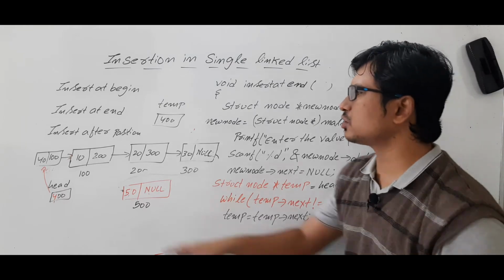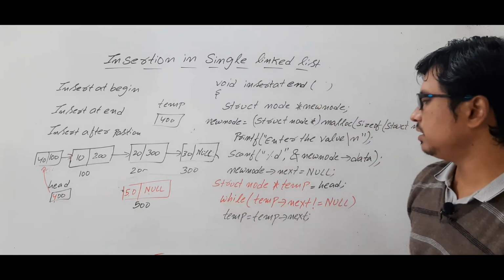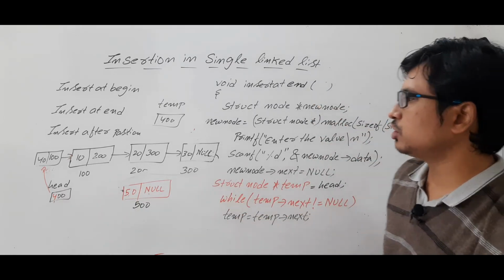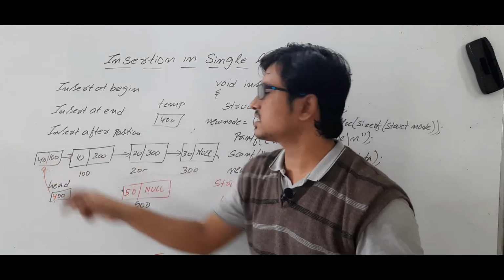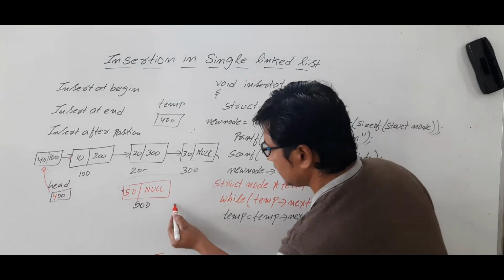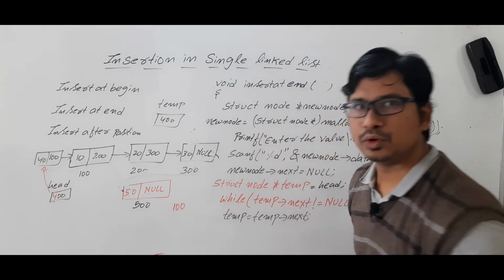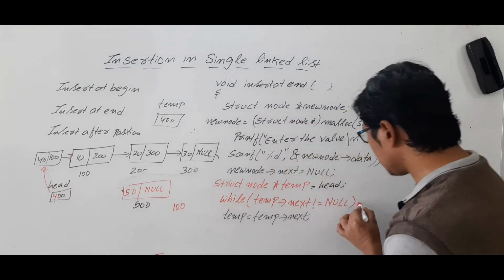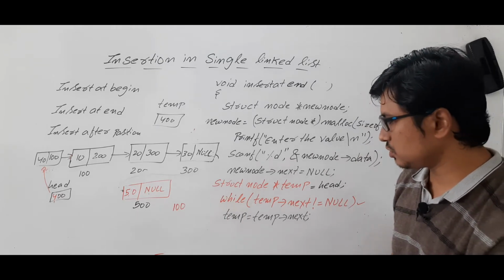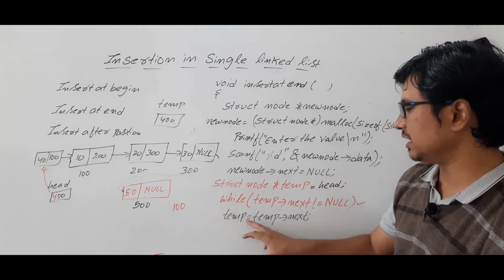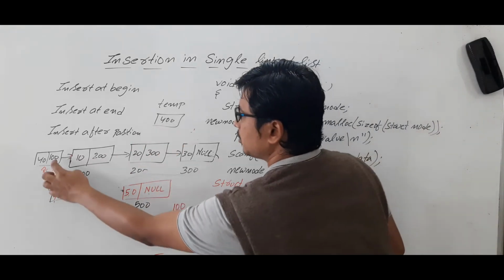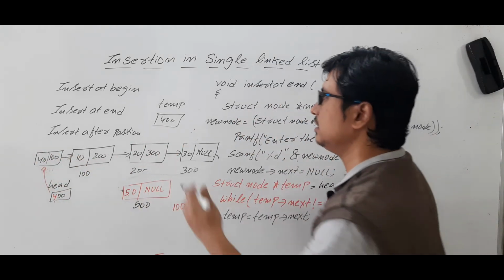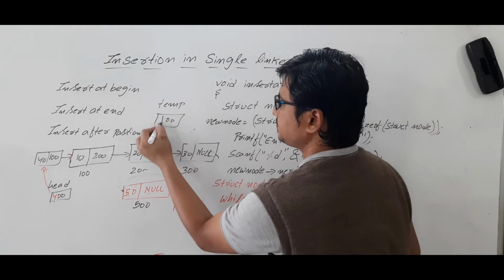Now let me discuss the logic behind this statement. While temp of next not equal to null: temp consists of 400. 400 next is 100. Am I right? Is 100 equal to null? No, 100 is not equal to null. So this condition is true. If this condition is true, you have to execute this statement: temp is equal to temp of next. What is temp of next? 100. That you are assigning here.